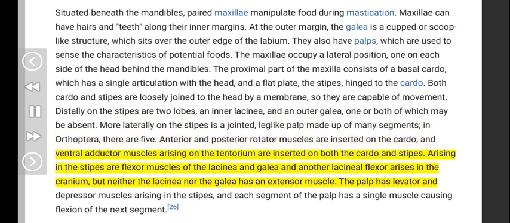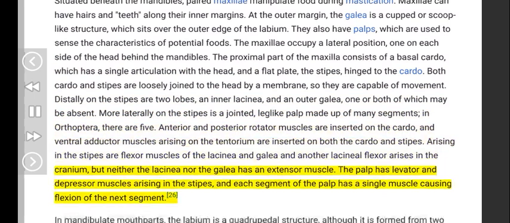Stipes are flexor muscles of the lacinia and galea, and another lacinial flexor arises in the cranium, but neither the lacinia nor the galea has an extensor muscle. The palp has levator and depressor muscles arising in the stipes, and each segment of the palp has a single muscle causing flexion of the next segment.